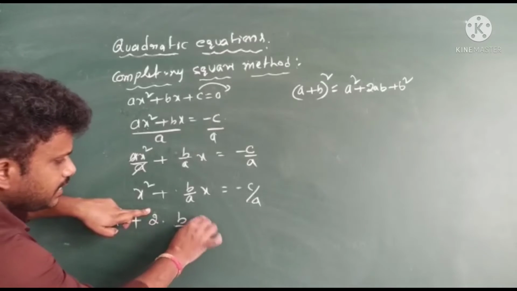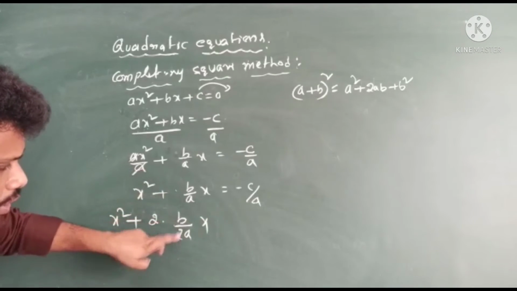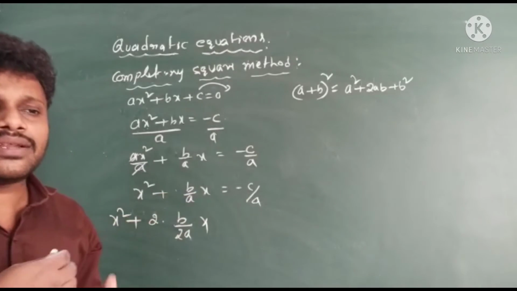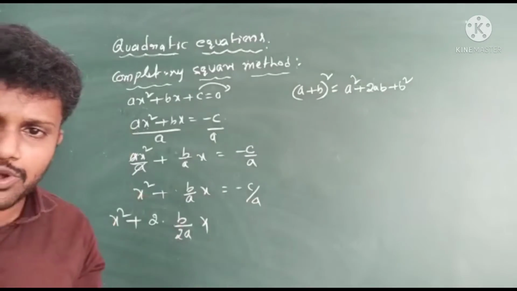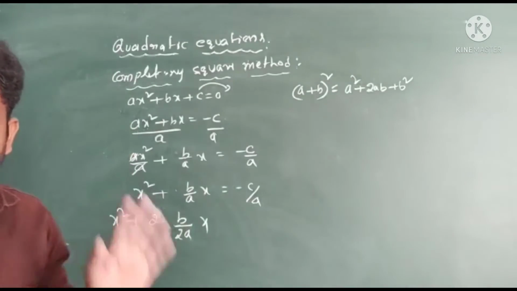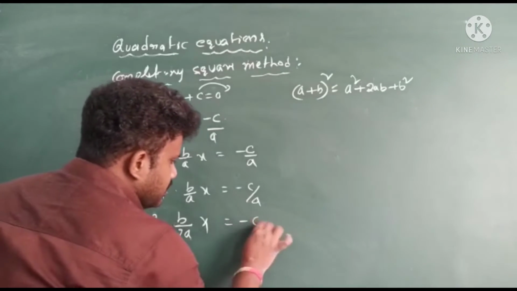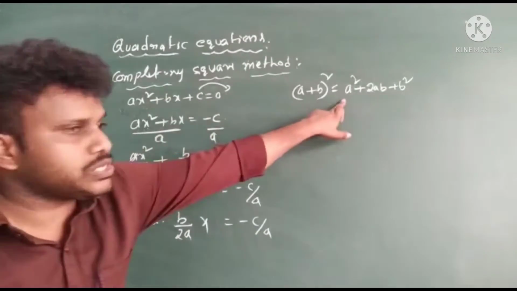Then 2 gets cancelled. There is no change in the previous value. If you cancel 2 and 2, now again it is going to be b by a into x. Whenever you multiply the numerator and divide by the denominator by the same number, there is no change in the given value. Now it is equal to minus c by a.